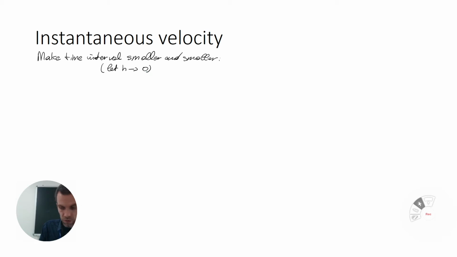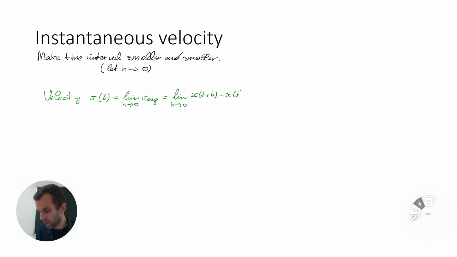So what does that give us? It gives us the velocity v as a function of time t, and it's given by the limit for h going to 0 of the average velocity. And so we can be a bit more specific. This is also the limit of h going to 0 of x of t plus h minus x of t divided by h.